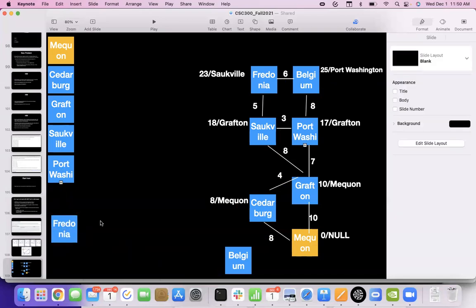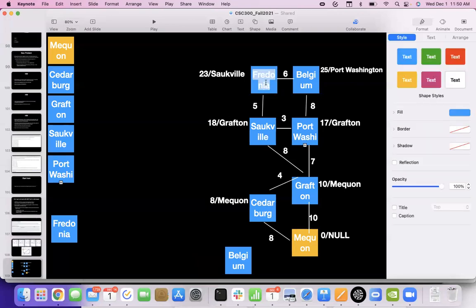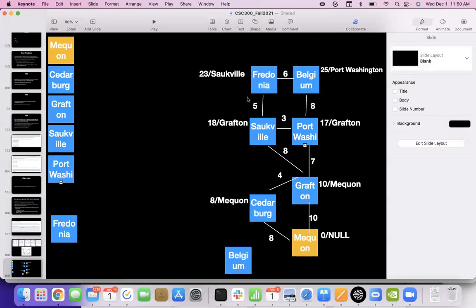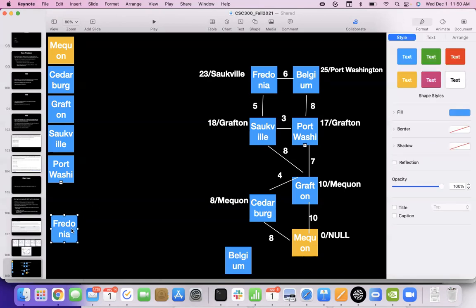Now we're looking at Fredonia. Fredonia has 2 roads coming out of it. One is a 5, so 23 plus 5 is 28. Is 28 less than 18? It's not, so we make no change there. We have 23 plus 6, which is 29. Is 29 less than 25? No, it's not, so we make no change there. And we're done with Fredonia.